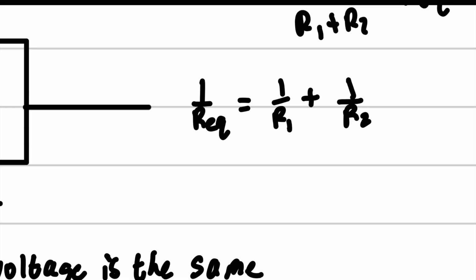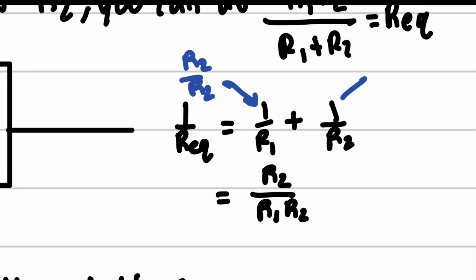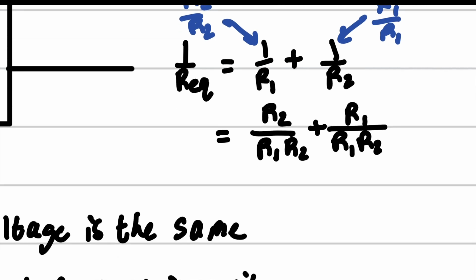Well, we're going to multiply by a factor of 1 for both sides so that we get a common denominator. We get R2 over R1 R2, because I multiplied this guy by R2 over R2. And then I multiply this guy by R1 over R1. Does not change the equation because those are just factors of 1. And we get plus R1 over R1 R2. And so we get R1 plus R2 over R1 R2.